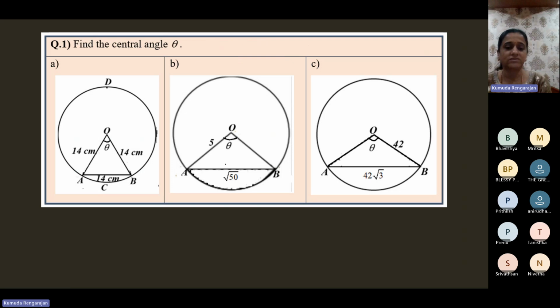Why theta is 90? Because the angle opposite the longest side, AB is the longest side. The angle opposite of the longest side is a right angle. So theta is 90 degrees.